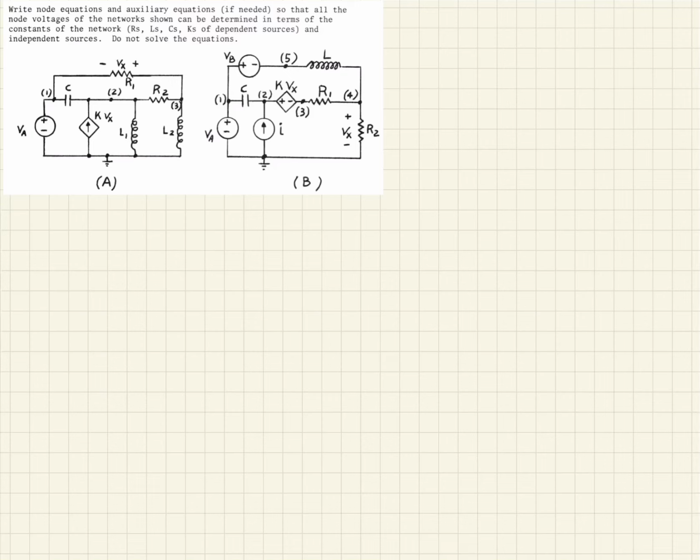So here's an example that's a little bit different. Here they're asking us to write the node equations and auxiliary equations if needed, so that we can solve for all the voltages in these networks. And they want to do it in terms of the components, the resistances, the capacitance, and all that. But they don't want us to solve for these, they just want us to set up the equations.